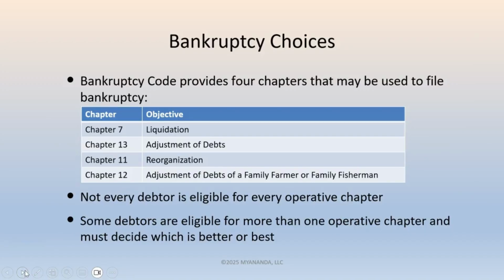So overall, these are the choices of bankruptcy code. Now, we know we have a Chapter 15 of the bankruptcy code, but it really isn't a form of bankruptcy. I have a final video that I'm preparing to do for Chapter 15, what it means. But we have 4 chapters that may be used. Chapter 7 is liquidation, 13 adjustment of debts, 11 reorganization, 12 adjustment of debts of a family farmer or family fisherman. And so not every debtor is eligible for every operative chapter, and some are eligible for more than one operative chapter and need to decide which is better or best.